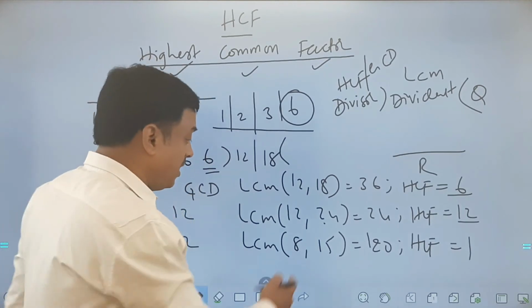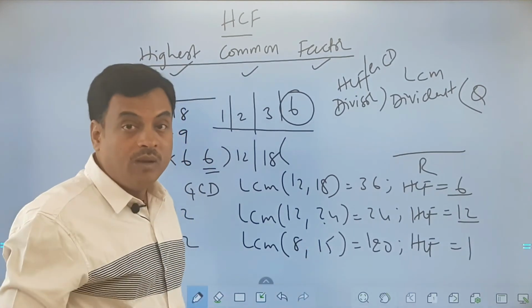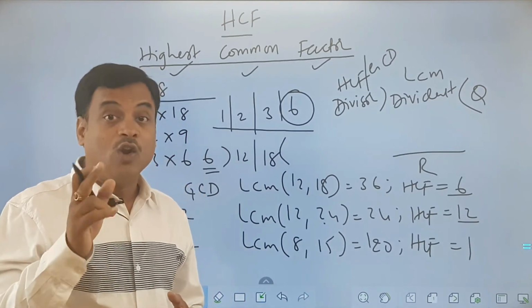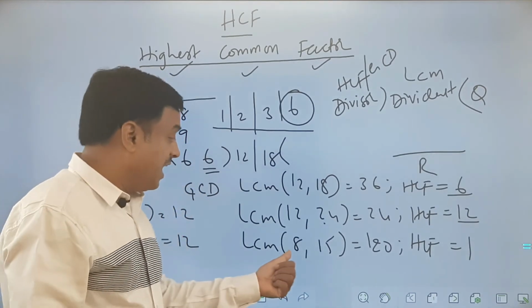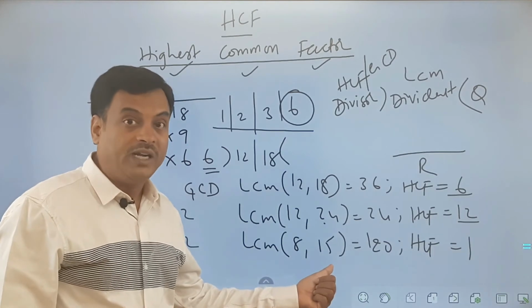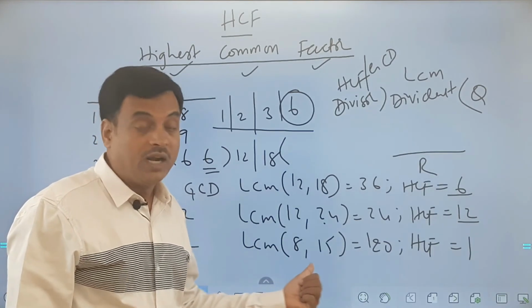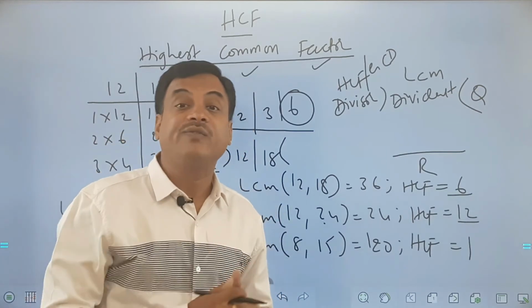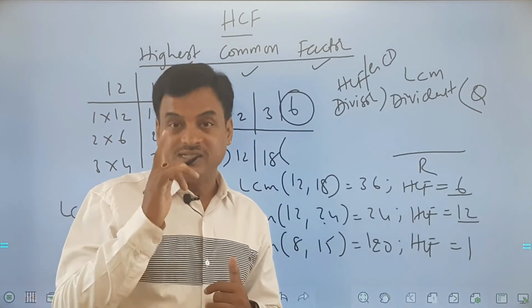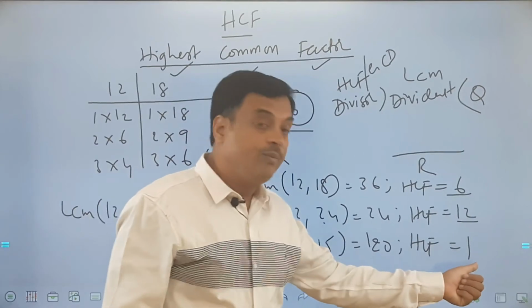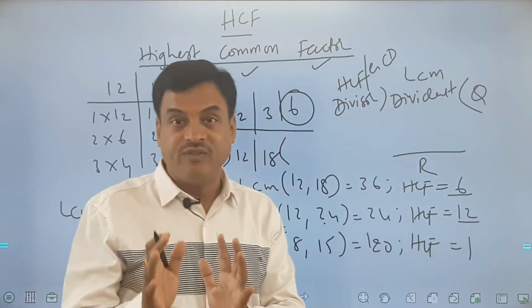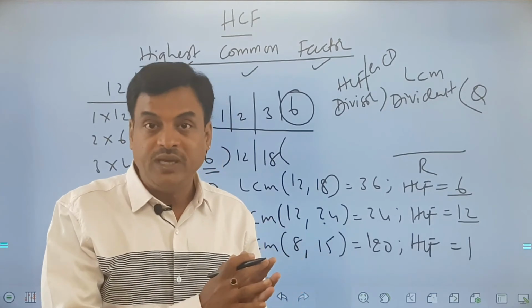Here you see, the difference between 15 and 8 is how much? 7. Now 7 cannot be HCF because 8 and 15 both are not multiples of 7. Therefore, 7 cannot be HCF. But what is the factor of 7? Factor of 7 is either 7 or 1. So 1 can be the HCF. So generally, the difference will be HCF or the factor of difference will be HCF.